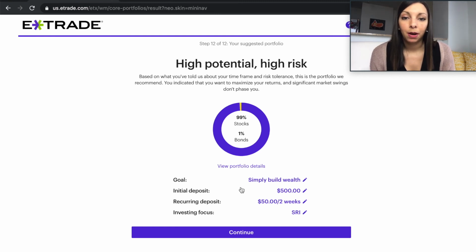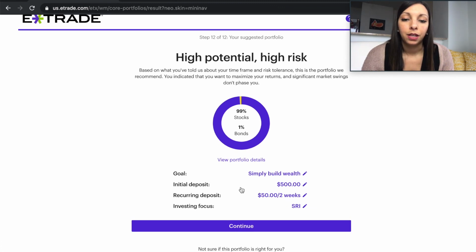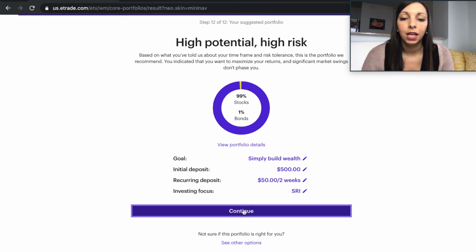Based on what you've told us about your time frame and your risk tolerance, this is the portfolio we recommend. You indicated that you want to maximize your returns and significant market swings don't faze you. True. I mean, sort of true. It fazes me, but I'm still comfortable with it. Okay, goal, build wealth, initial deposit. So just kind of review this and then click continue.